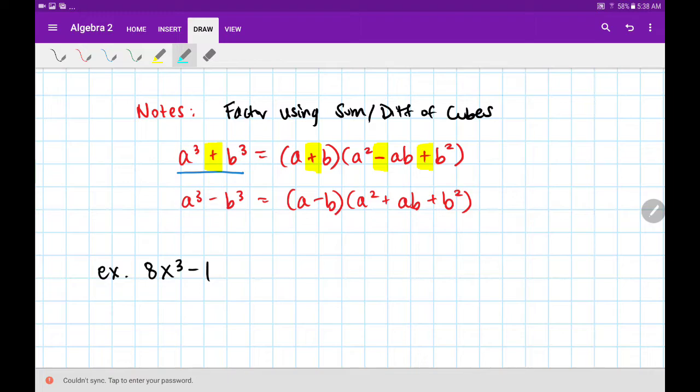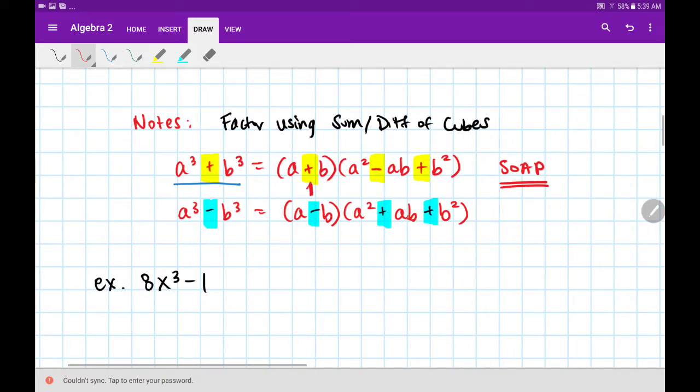Let's see the difference of cubes. If the original question is a minus, then you're going to have the same sign first, then the opposite, and then you're always positive. And so this model of SOAP is going to be helpful when you're remembering your signs. These ones are the same, then these ones flip, they're opposite, and then the last one's always positive. I hope that helps you remember the signs.